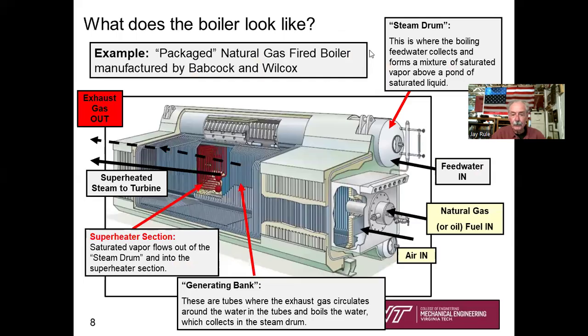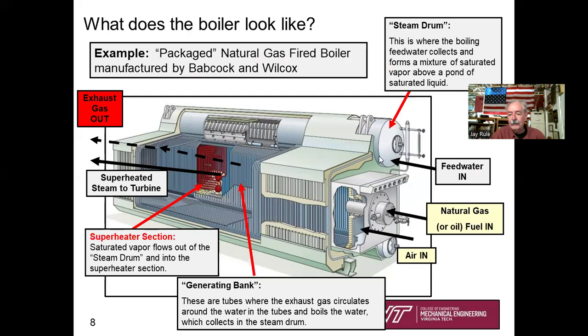I'm going to start you off with the most simple example of a steam generating unit or a boiler, and that's a packaged natural gas fired boiler. Manufacturer of this particular boiler is Babcock and Wilcox. For many years, they were located in Lynchburg and also in Ohio, I think in Columbus, Ohio. And so the idea, you see a bunch of tubes, right? And so what we've got going in here is, well, let's look at feed water.